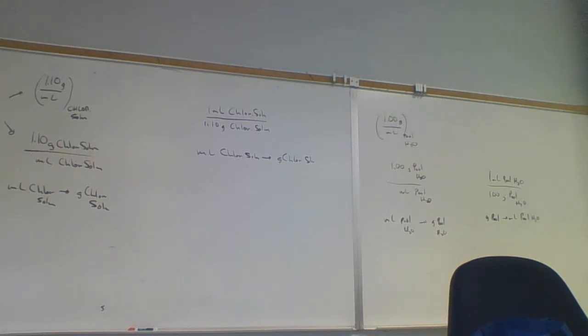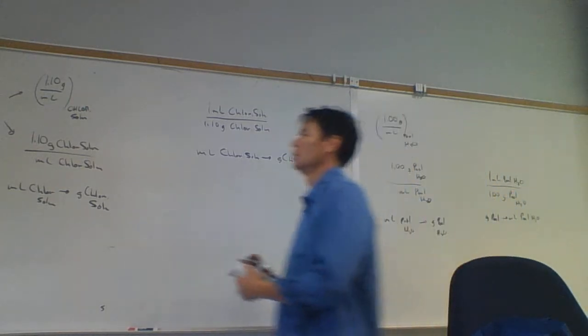I guess that's it. And then here's the question. What volume of chlorine solution in liters is required to produce a chlorine level of 1 ppm in an 18,000 gallon swimming pool?